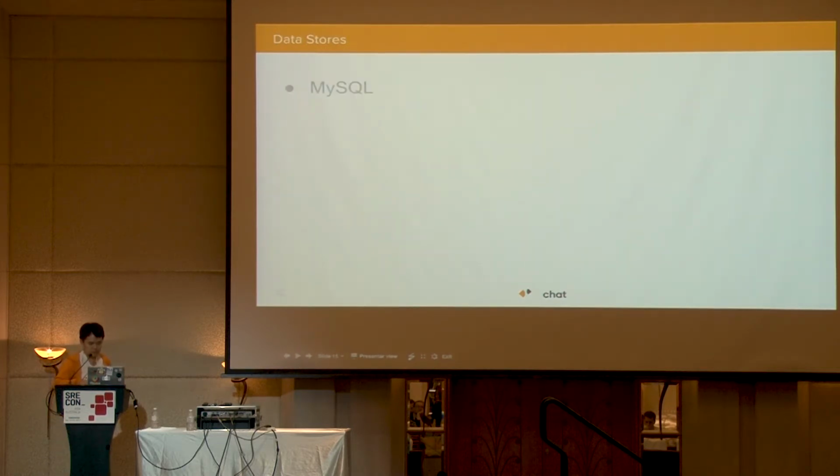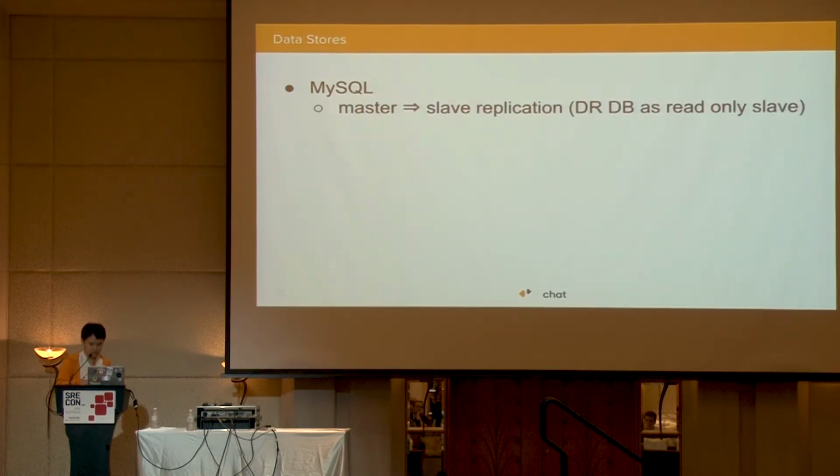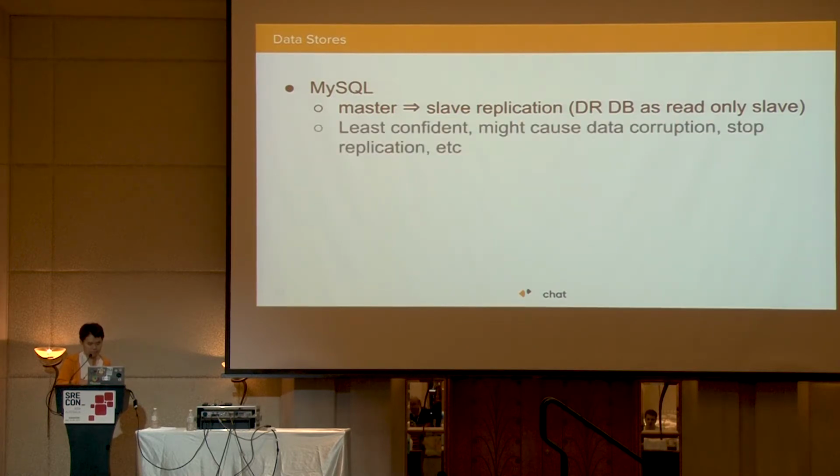So a bit more information about the different data stores that we have, like the MySQL database. We run master to slave replication from production to DR, and DR is sort of a read-only slave. This is the part that we are least confident about whether it's going to work or not, because by nature it holds the majority of the data that we have at this moment.